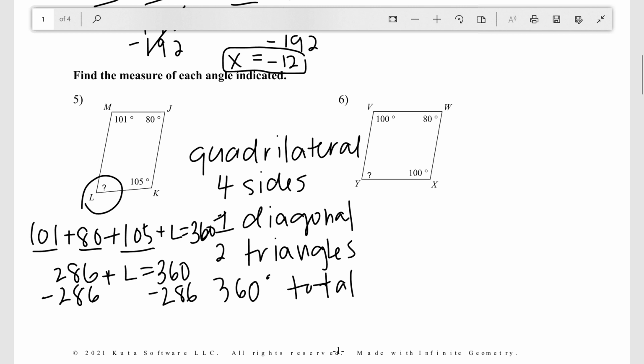Once I've done that, my 286's do cancel here. I get L equals, and this becomes 76. So 76 degrees is my missing angle that we are solving for on number 5.